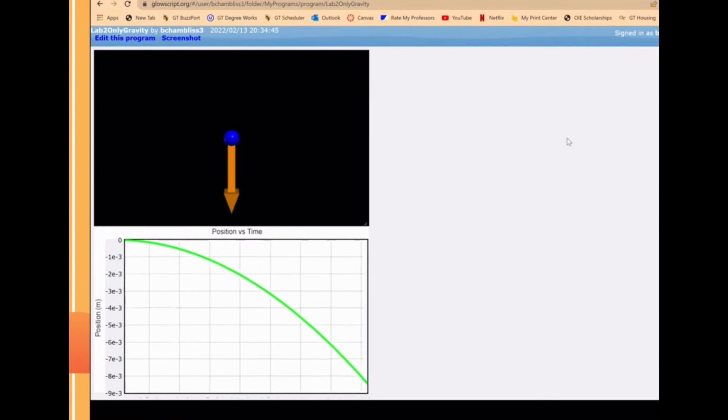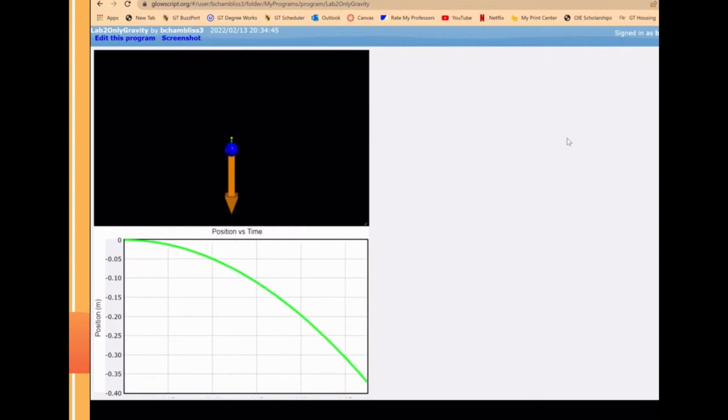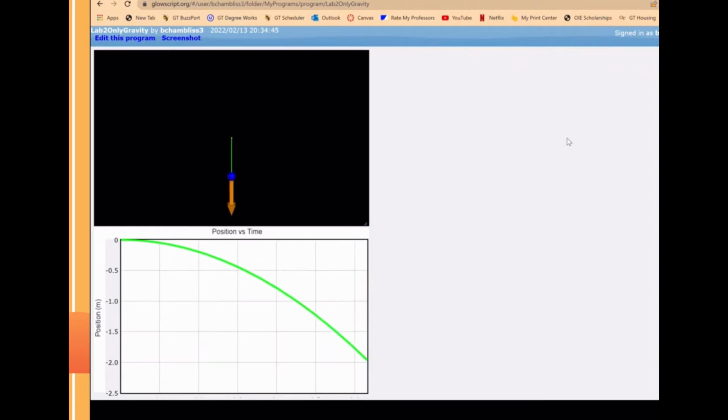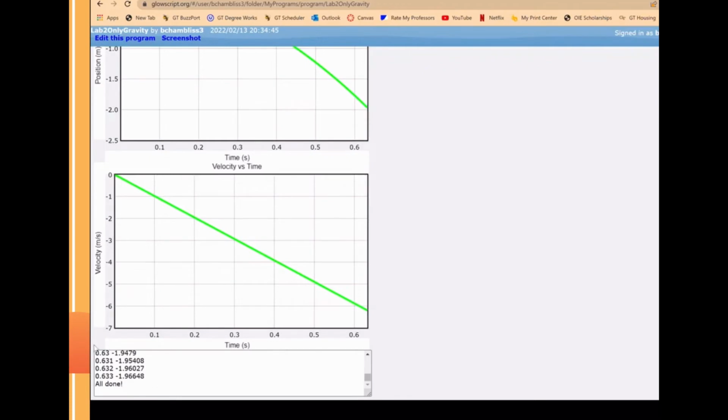Here, if we run it, you can see the net force, which is just the weight force, pointing downwards. And we get our position versus time graph. This makes sense. We're going in the negative y direction. And then if we scroll down, we get the rest of our coordinates and the velocity versus time graph.